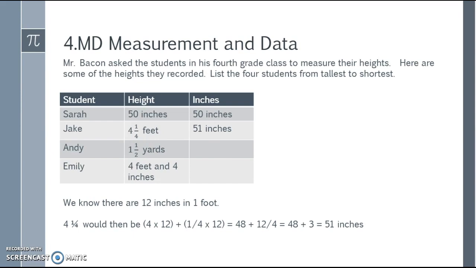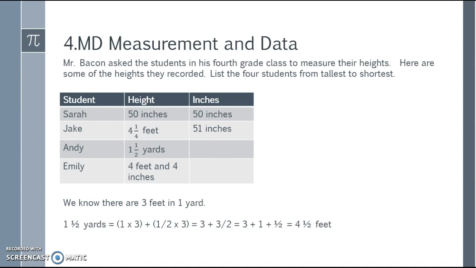We know there are 12 inches in 1 foot, so 4 1/4 feet would then be 4 feet times 12 inches plus 1/4 of a foot times 12 inches. And 4 times 12 is 48. 12 copies of 1/4 is 12/4, which we know is the same as 3, so 48 plus 3 is 51 inches. Andy is 1½ yards.